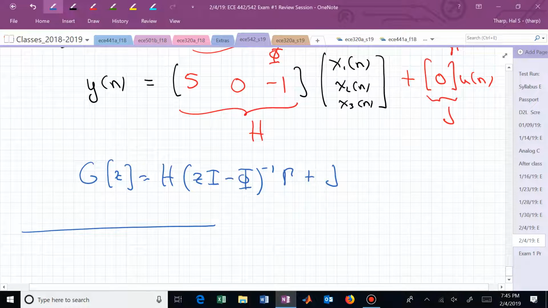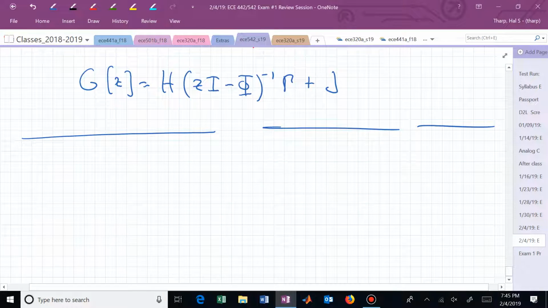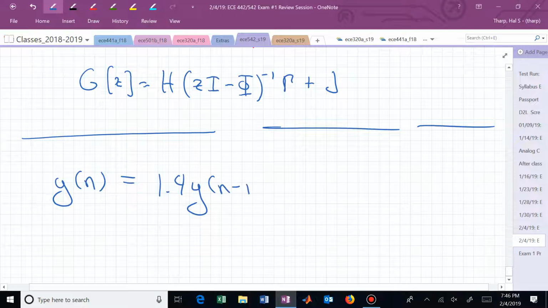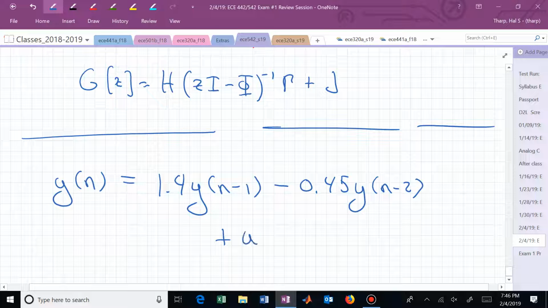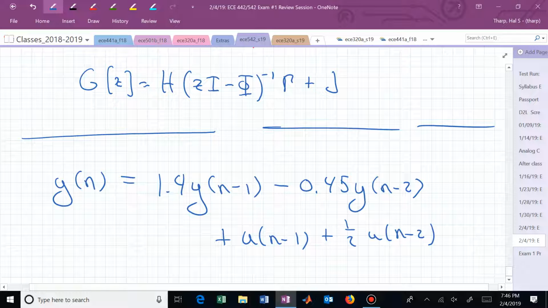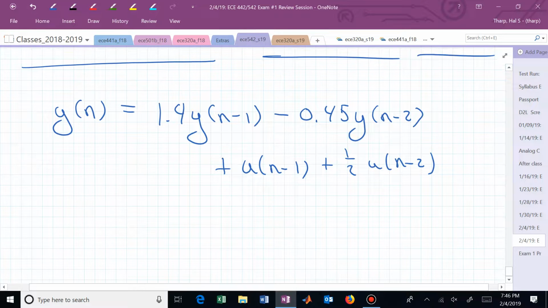Do you want to see it done again with a different example, a simpler example, so that you can kind of follow it along? Suppose that I now said, here's another equation. Say y of n is equal to 1.4 y of n minus 1 minus 0.45 y of n minus 2 plus u of n minus 1 plus 1/2 u of n minus 2. This one is actually maybe more straightforward because it's not coupled.